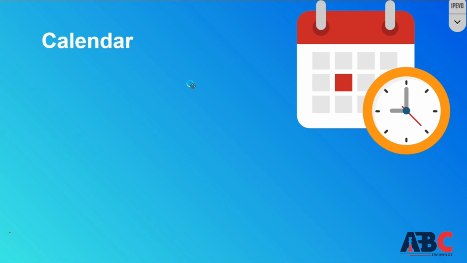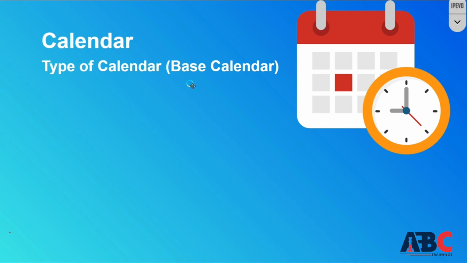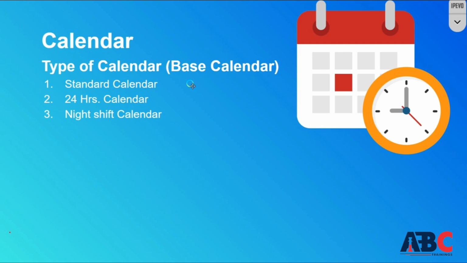Majorly, there are two types: one is base calendar and the other is activity based calendar. In base calendar, there are three types: standard calendar, 24 hours calendar, and night shift calendar, which have different types of working, like for standard, shift wise workings. So you can design it in that way.